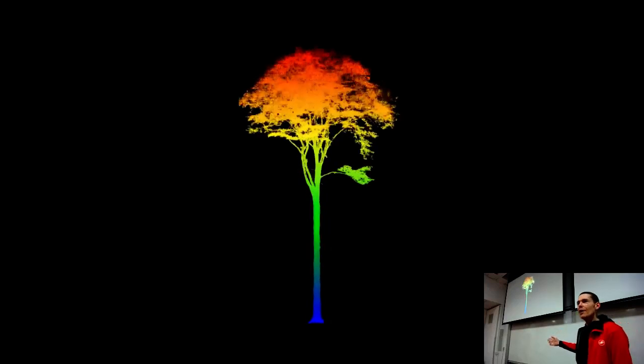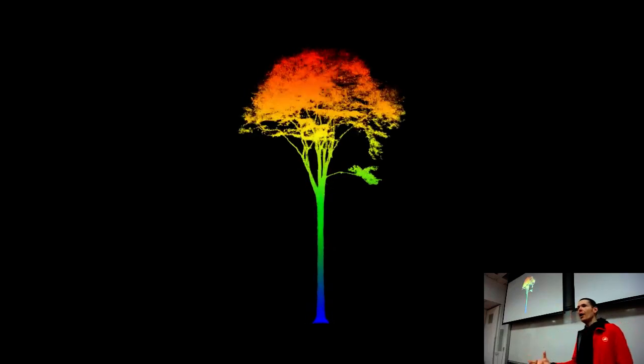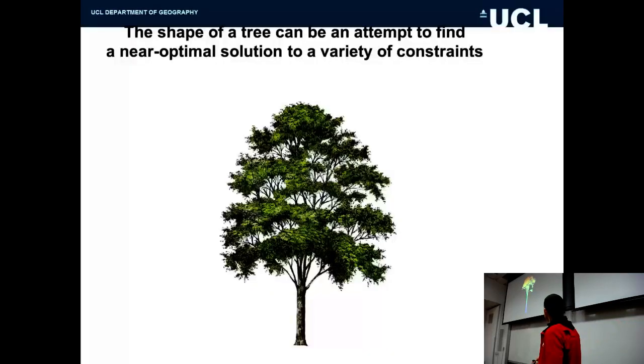So we can infer something about the tree, even from its height. It tells us it's a tall tree. A tall tree will generally be heavier than a short tree. But within that, there is a huge range of variation in crown size and shape. This is a lidar point cloud of an individual tree.